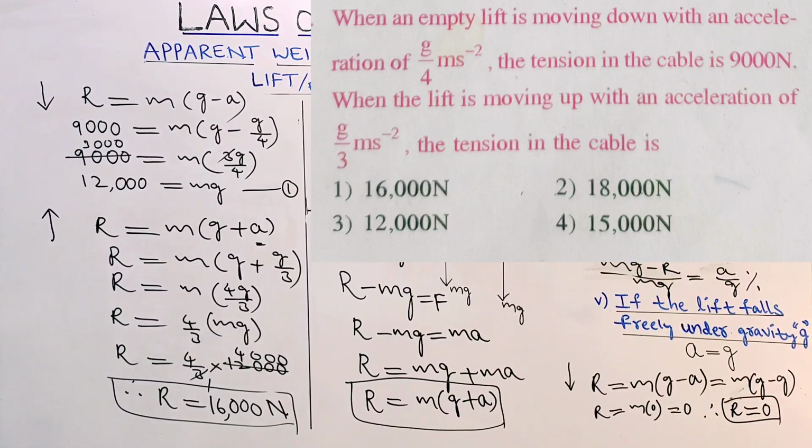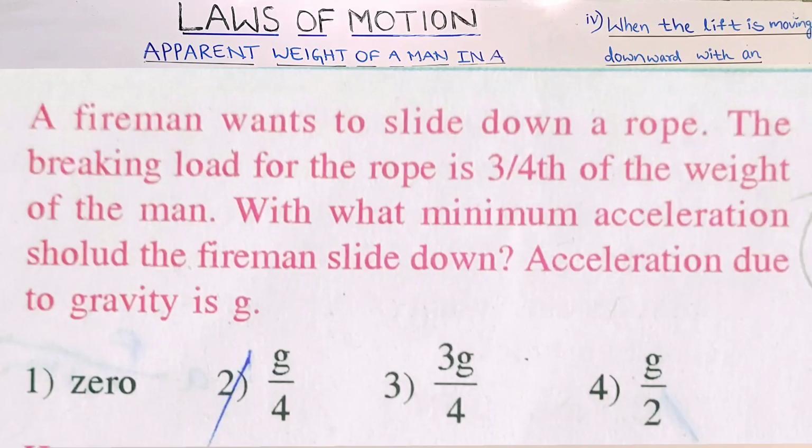The first option is the only one correct. Next problem you can check on screen. A fireman wants to slide down a rope. The braking load for the rope is 3 by 4th of the weight of the man. With what minimum acceleration should the fireman slide down? Acceleration due to gravity is small g.